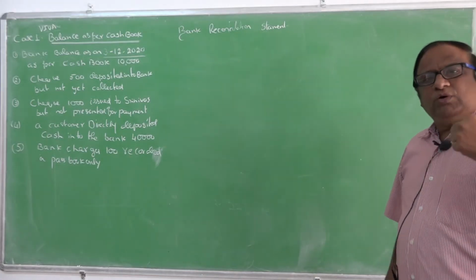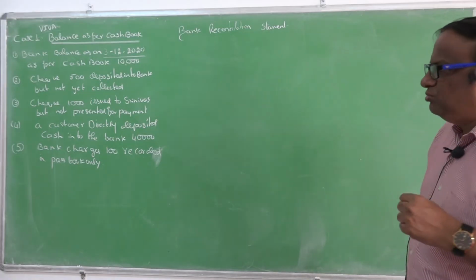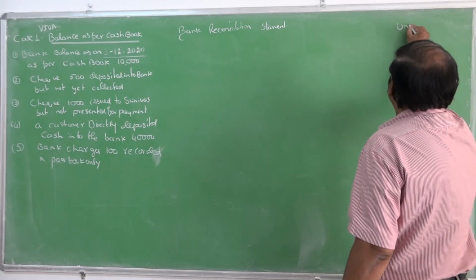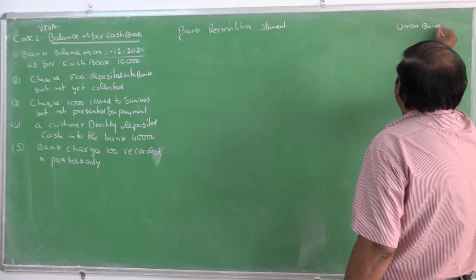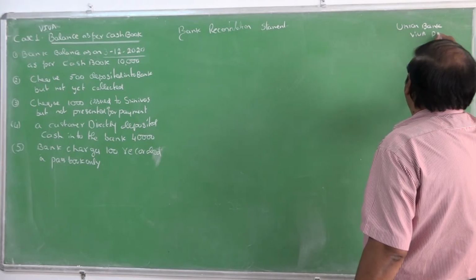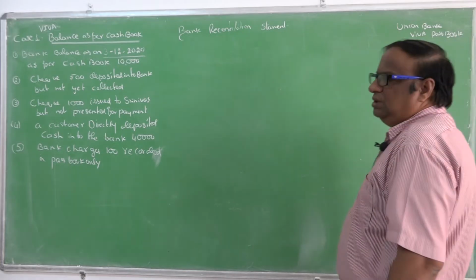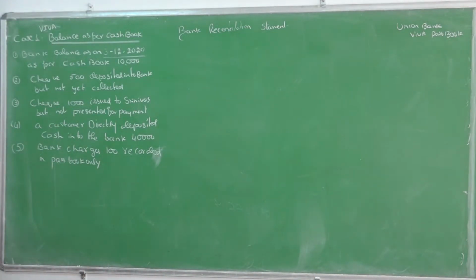An account is opened in the name of Viva in the bank. I have given an example, Union Bank. In Union Bank, Viva school opened an account. So the Viva passbook is nothing but the Viva school account in the books of Union Bank. I have already stated this.